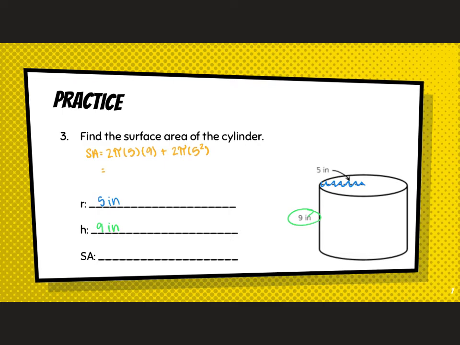I'm just going to type all that into my calculator. I'll type in this first little bit here, that 2 pi times 5 times 9. That's going to give me 282.74. And then the 2 pi times 5 squared gives me 157.08. And then I'm going to add those two together to end up with 439.82. So my final surface area is that 439.82 inches squared. Let us know if you have any questions about that one.